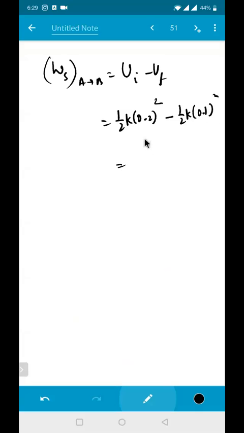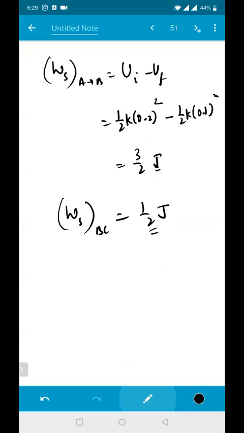So that will become for me how much? Half K common. 0.2 is nothing but 2, this is nothing but 1. So that will become 3/2 joules. The K value is already given as 100, so it is 3/2 joules. Similarly, the work done by the spring to come from B to C, from your B to C, you should be getting 1/2 joules. I hope you can do such types of equations.